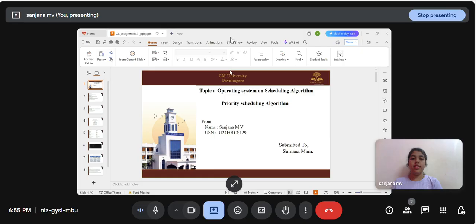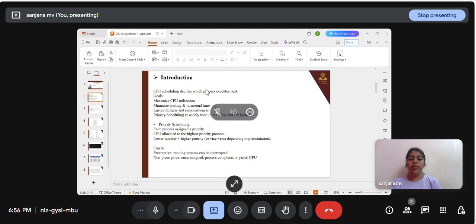Today I will be presenting on the priority scheduling algorithm. Now we will know about what priority scheduling and the CPU scheduling algorithm are. CPU scheduling plays a very important role in the operating system because it decides which process will execute next.